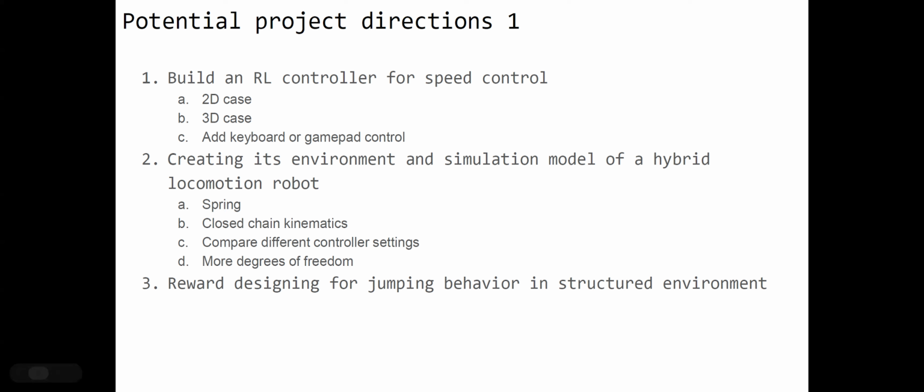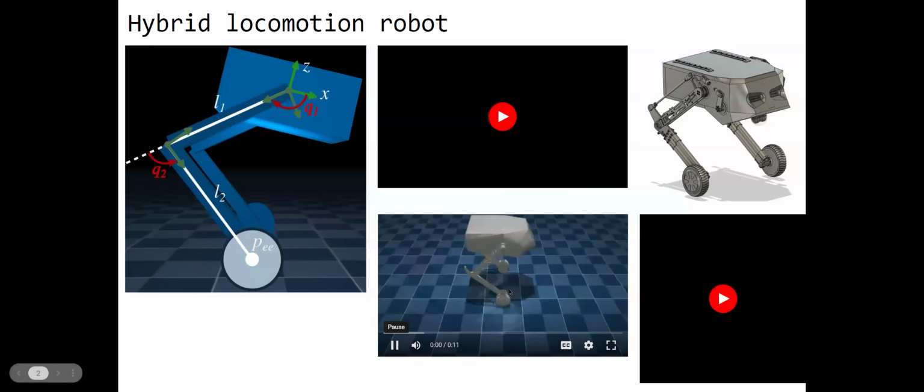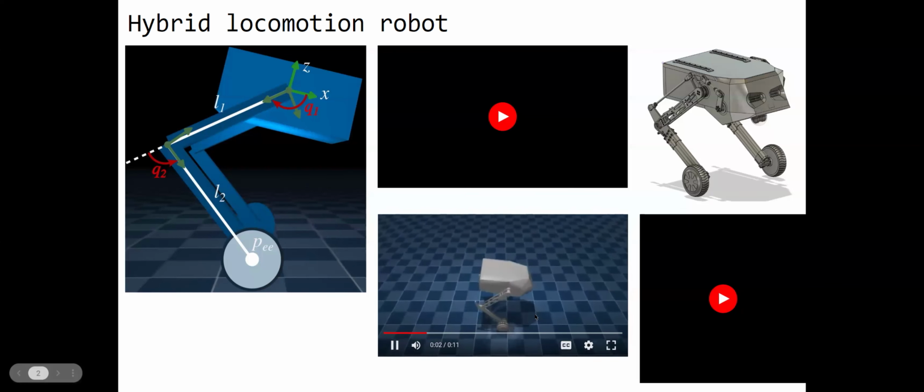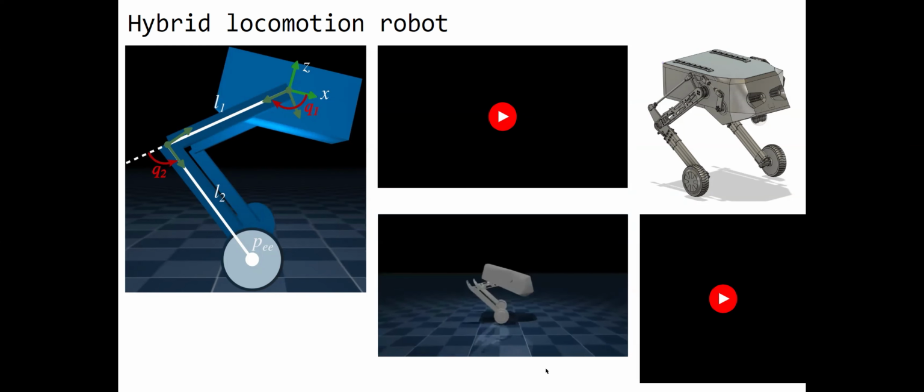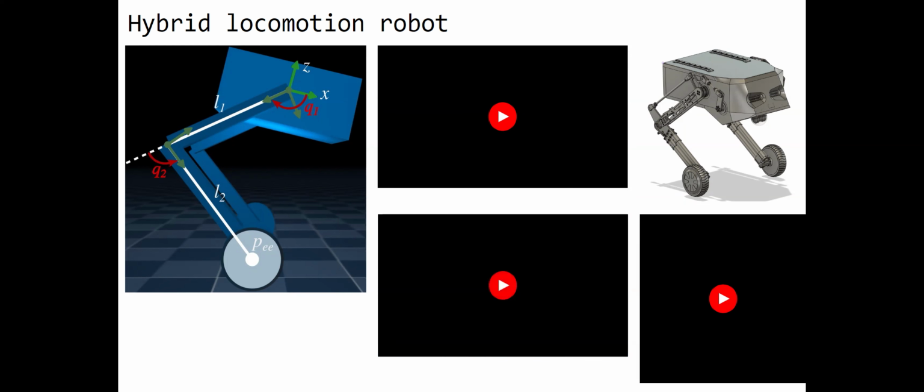And the third type of task is to make a reward function design for jumping over the obstacles. So what does it mean? Here you can see that the robot just rides on the surface. But the idea is to use this simulation model to make some kind of control which will make the robot able to jump over some obstacles.